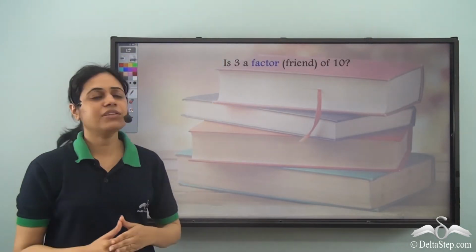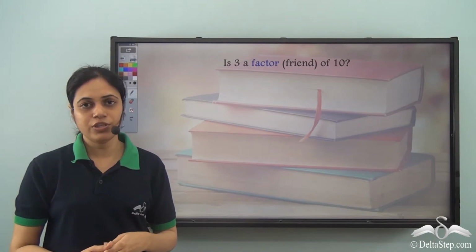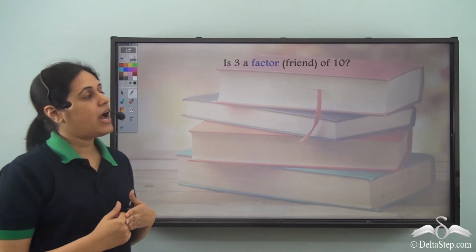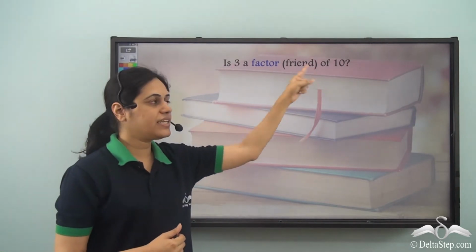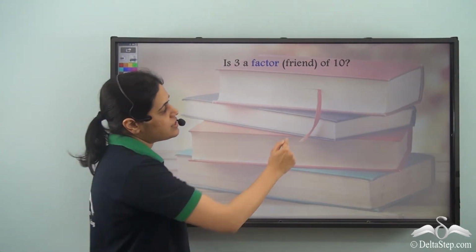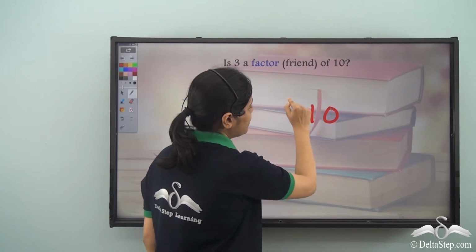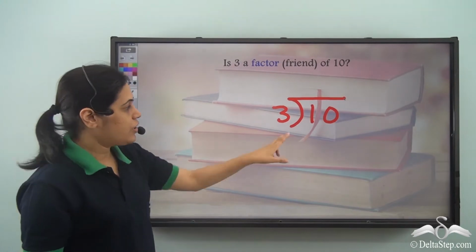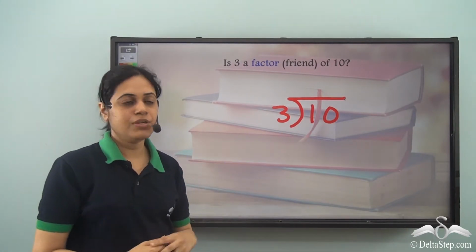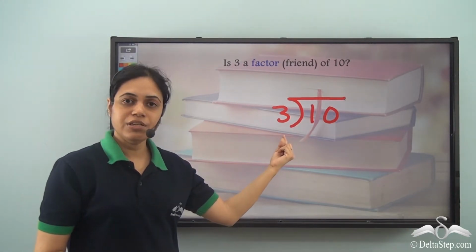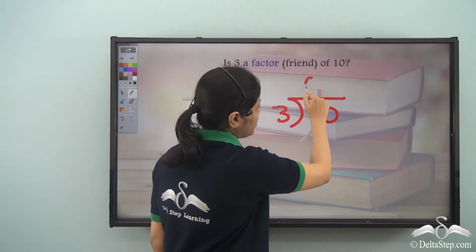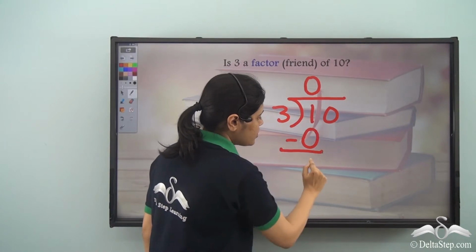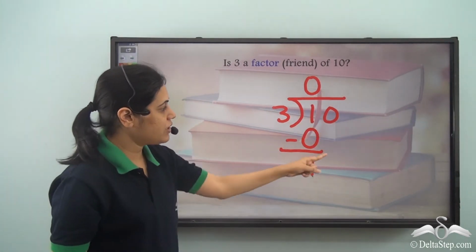Now can you tell me whether 3 is a factor of 10 or not? So how do we check? I need to divide 10 by 3. So let us divide 10 by 3. Now the first number is 1. So 1 is less than 3. So I write a 0 here. 0 into 3 is 0. 1 minus 0 is 1. Now I bring this 0 down.